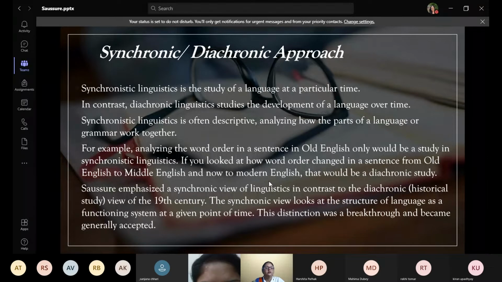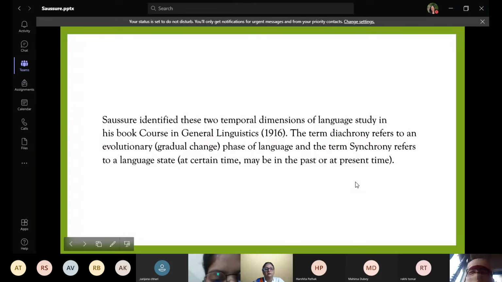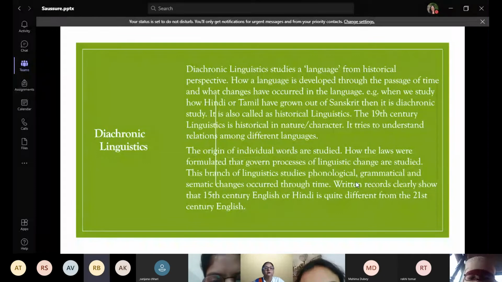The synchronic and diachronic we did in detail yesterday. See, Saussure identified these two temporal dimensions of language study in his book Course in General Linguistics, 1916. Diachrony is evolutionary through time, gradual change, so the evolutionary phase of the language. And synchrony is language state. At this time, in what state the language exists, or in the past, how the language existed. Their comparison is not done. Got it?